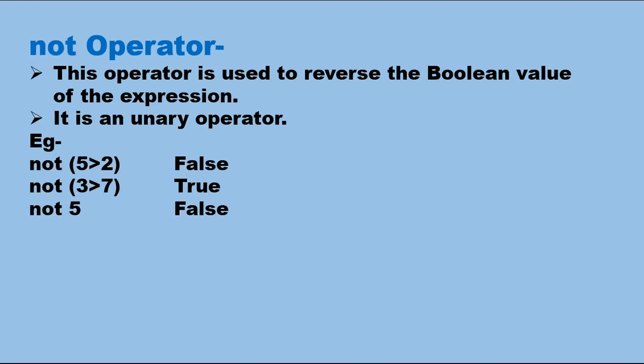The next is your NOT operator. Now, this operator is used to reverse the Boolean value of the expression. That means if the expression is returning true, NOT will make it false. And if the expression is returning false, NOT will make it true. It is a unary operator, therefore it is applied to only one operand.